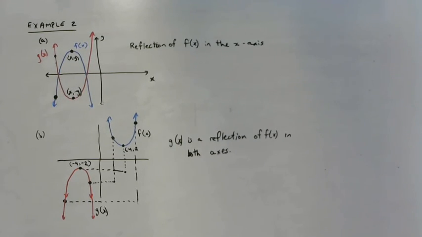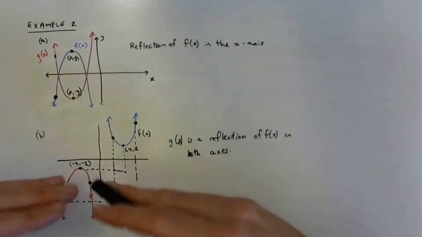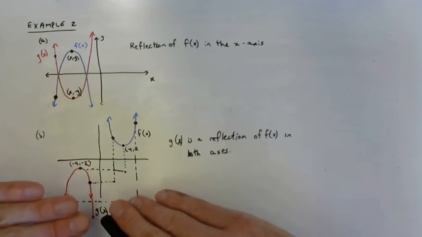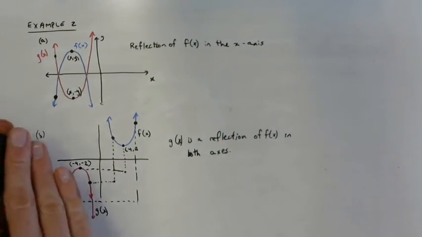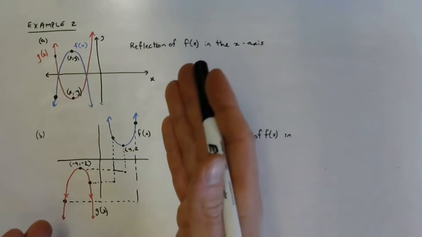Quick summary: you can reflect over the x-axis. You can reflect over the y-axis. You can reflect over both axes. You could go from negative to positive or from positive to negative, or both.